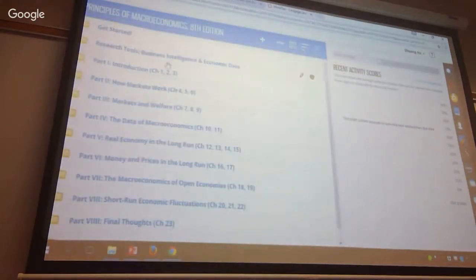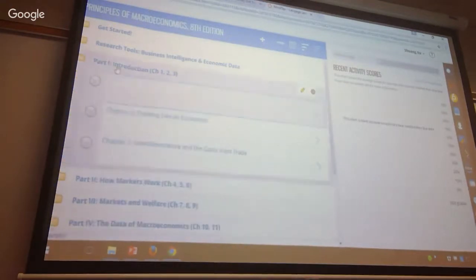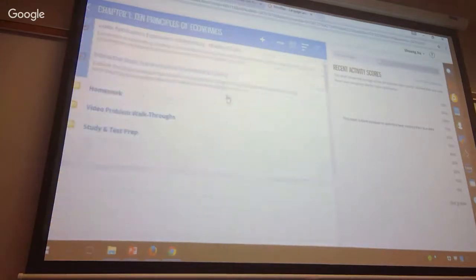All right, so once you go to the online material, let's say for chapter 1, click on the first one, introduction. And then we go to chapter 1, the 10 principles of economics. Now you have a different page here. The second one, this here, is your ebook. So if you have the ebook, open the ebook.